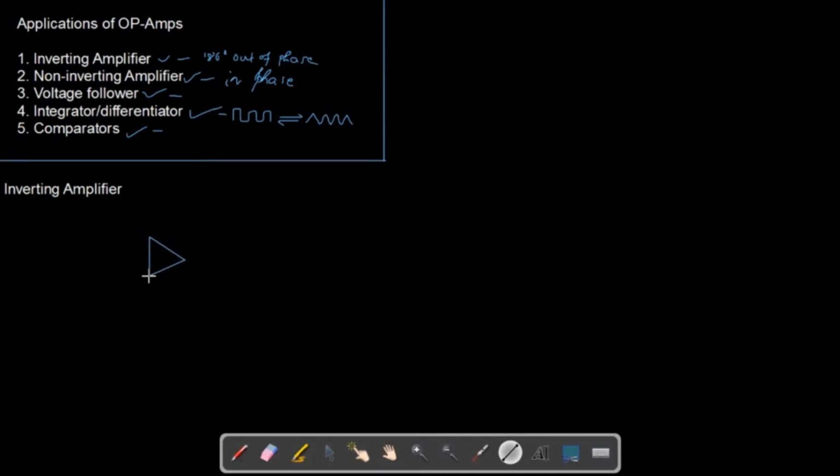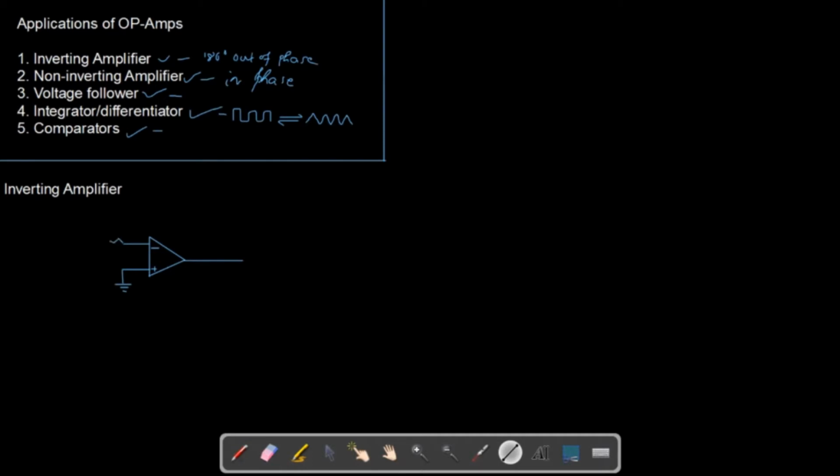Then of course you have one output, so you can straight away draw this. Then you have to take care of what you do with the inverting and non-inverting terminals. The name suggests that it is an inverting amplifier, so the non-inverting part you can just ground off. So this is your non-inverting terminal and this is the inverting terminal. Whatever changes we do, we do at the inverting terminal.